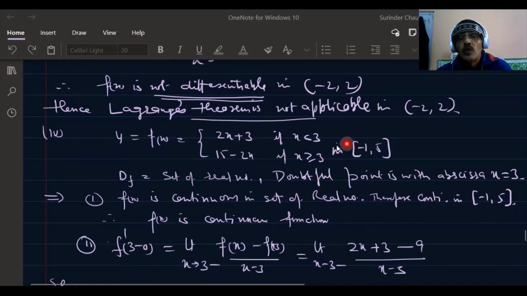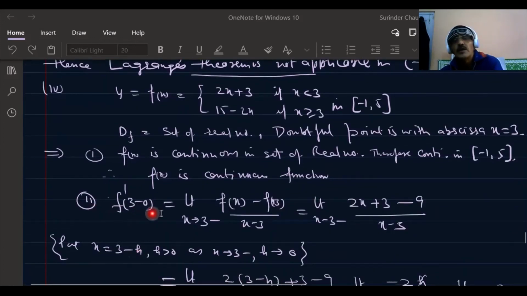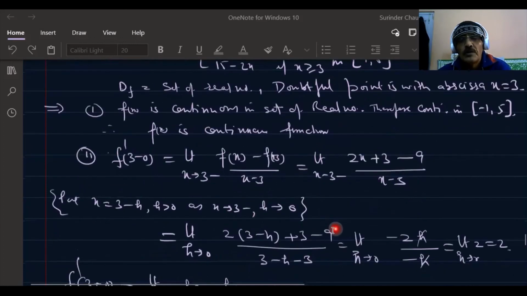Now that f is continuous at 3, we find the differentiability at 3. The left derivative at 3 is the limit as x goes to 3 from the negative side of (f(x) - f(3)) / (x - 3). For x less than 3 the function is 2x plus 3. Substitute the value and change the limit: put x equal to 3 minus h, so h goes to 0. Simplify it and cancel the common factor, and we get the limit as h goes to 0 of minus 2h over minus h, which is 2.